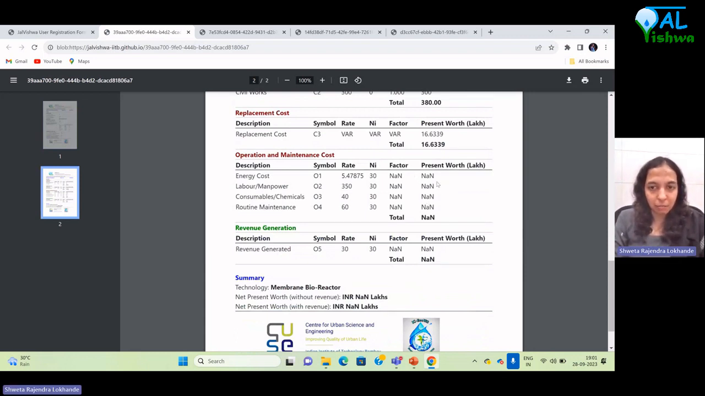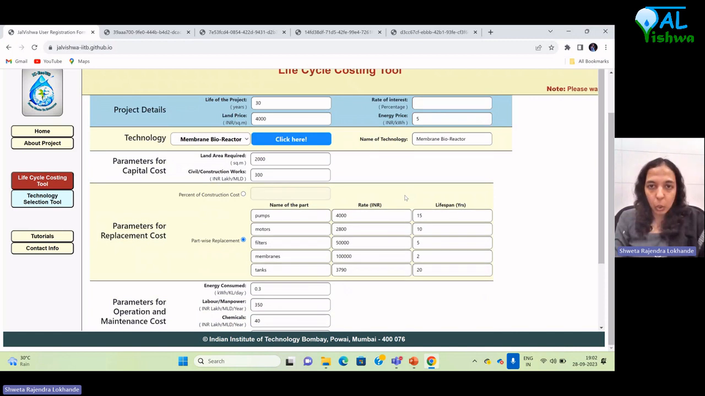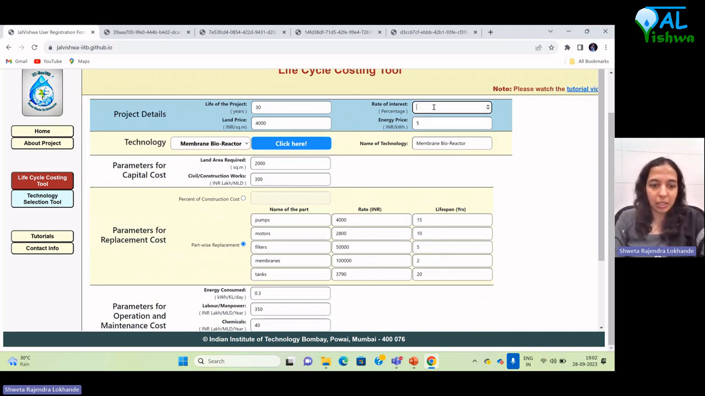there will be an error because the rate of interest plays a key role in the O&M cost and revenue generation. So this will not be applicable, and hence the life cycle cost will also not get computed. So it is essential that you pay attention that you are filling in all the details and accordingly then using the tool.